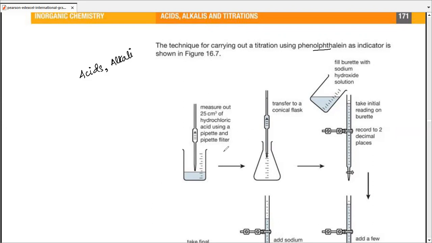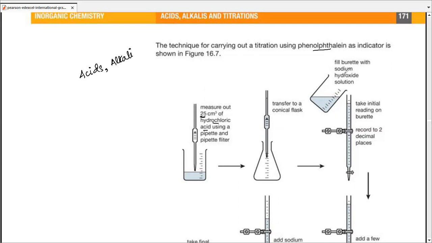So you can perform the same experiment with different acids or different alkalis or even different indicators. Every time you come up with an experiment, the details about acids, alkalis, indicators, maybe even the concentration of these mentioned substances or their volume can be changed. So this value can always be changed. This name can be changed in any experiment or in any question, which has been done in the past paper a number of times. Now we transfer it to a conical flask.